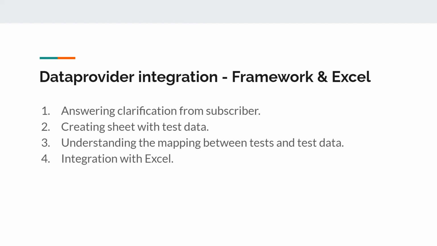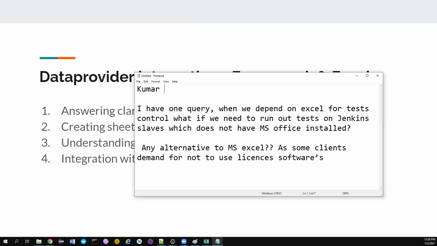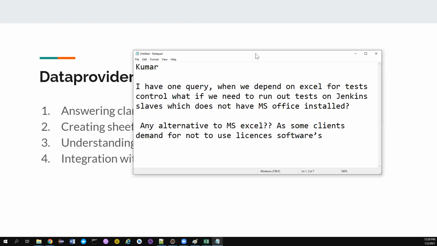First thing, there is a clarification that's been raised by a subscriber for the previous session. Again, we are using IMethodInterceptor, and we have integrated with Excel. So we are reading the Excel, and then we are trying to disable certain test cases at runtime. But what is the query? There is a guy, Kumar.